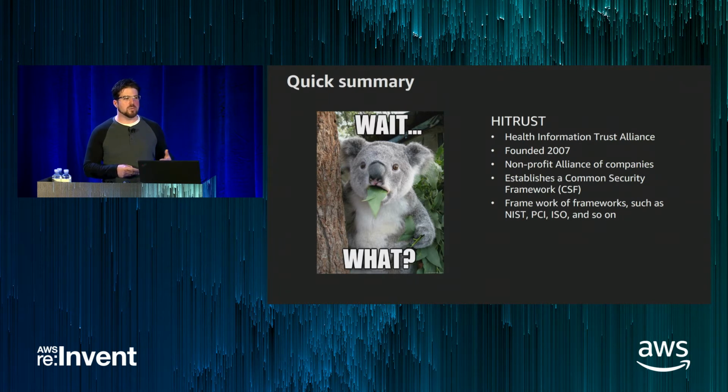Where HIPAA was a government-mandated regulation, HITRUST came from a public sector consortium of folks that got together in this alliance. It was founded in 2007. It uses a common security framework, so it's using frameworks like NIST, PCI, ISO. It's a little bit more modern, a little bit more specific in the way that they want you to implement controls, whereas HIPAA tends to be a little bit more general in terms of, this needs to be enabled in a particular way.